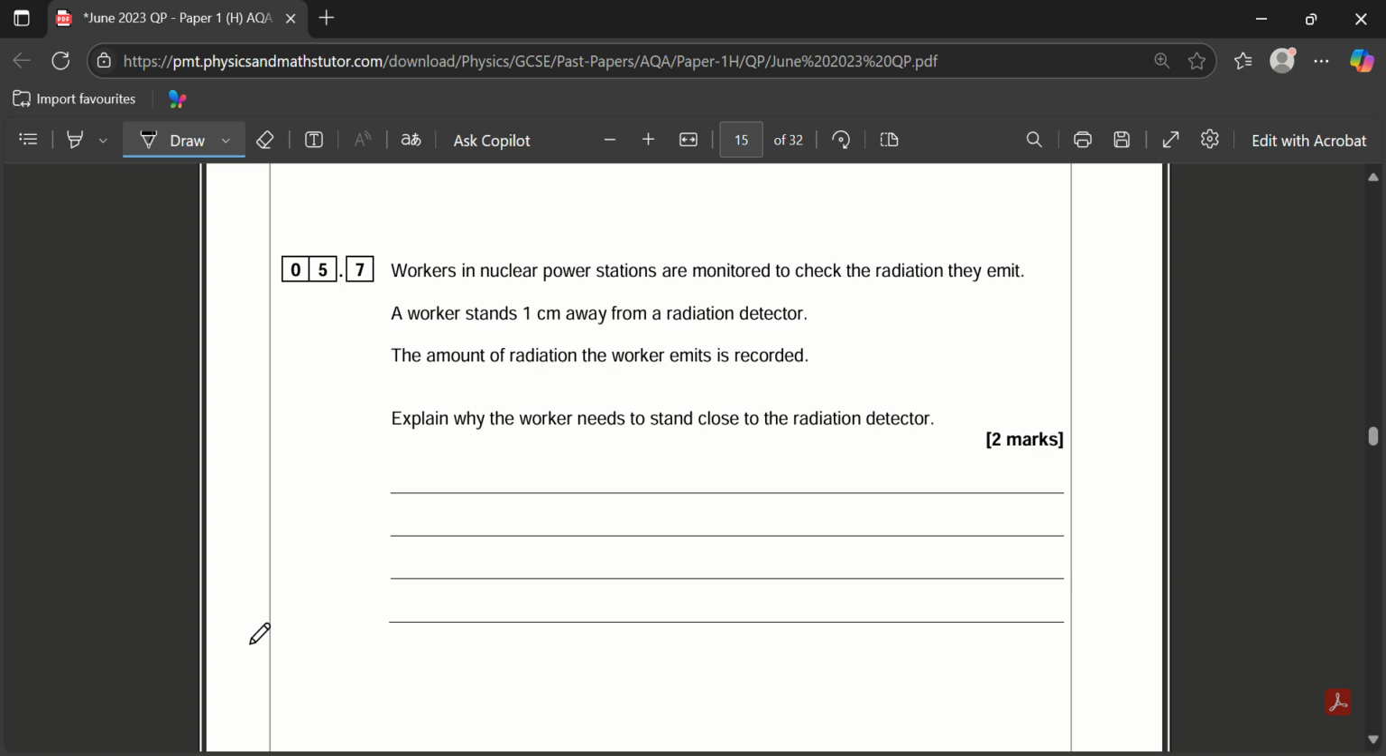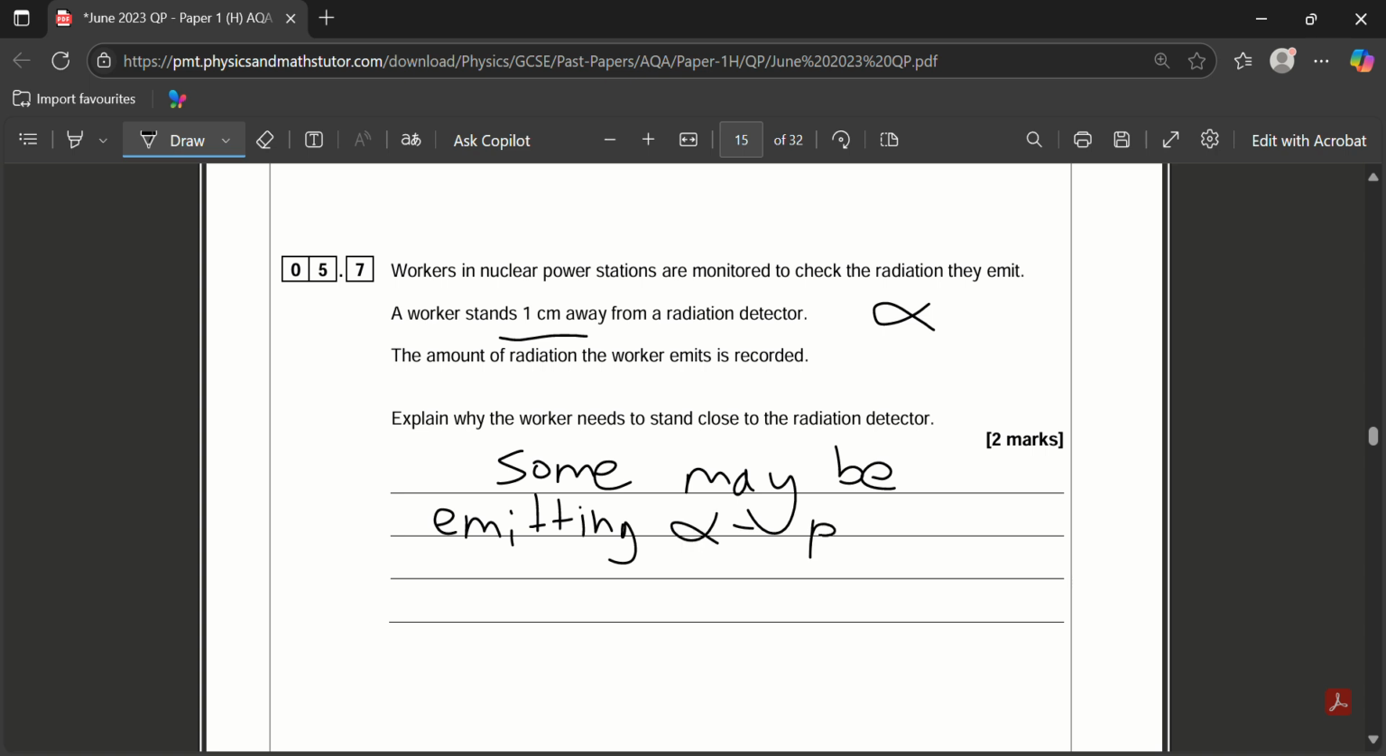A worker stands 1 centimeter away from a radiation detector. The amount of radiation the worker emits is recorded. Explain why the worker needs to stand close to the radiation detector. If it's 1 centimeter, I'm thinking of alpha radiation. So some may be emitting alpha particles, therefore alpha radiation.